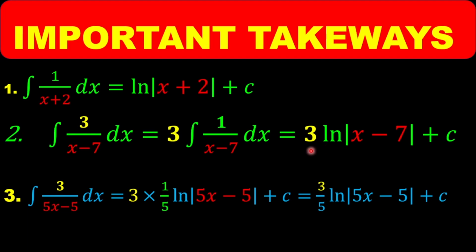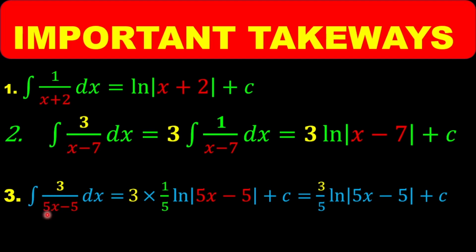Then the last one is this: the integral of 3 over 5x minus 5. Now here notice that the top is 3, and where the x is, there is another number attached to it. In the first two examples, no coefficient was attached to the x. But in this case, there is a coefficient of 5 attached to the x.